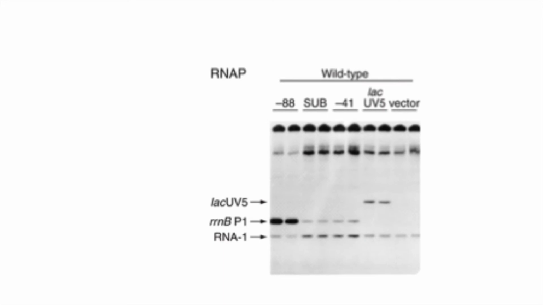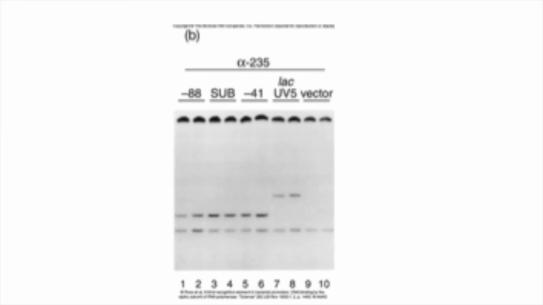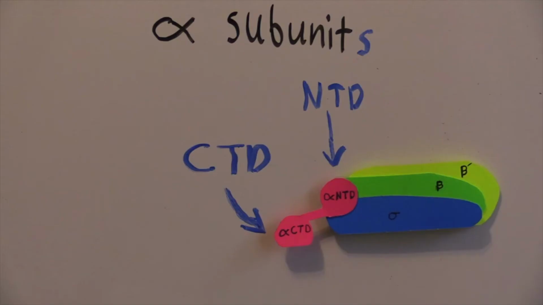Cool. So at this point, they know that the up element will increase transcription, but they don't yet know what part of the RNA polymerase is interacting with the up element. That leads us to the second experiment. In the second experiment, they set up the exact same way as the first experiment, except when they add RNA polymerase, this time they have removed the C-terminal domain.